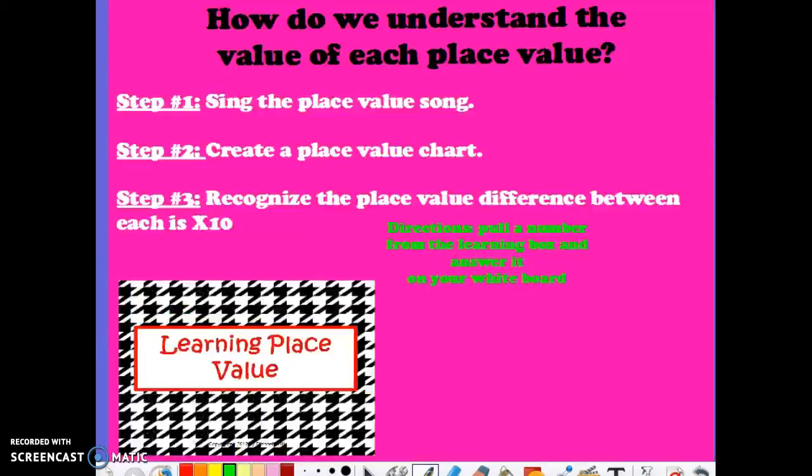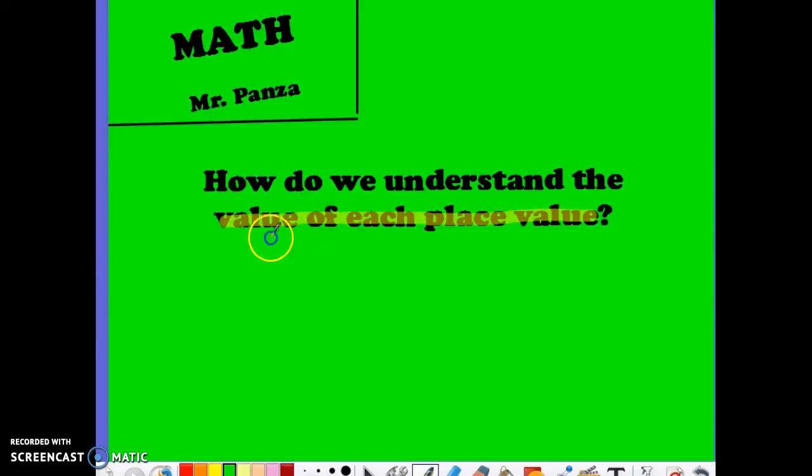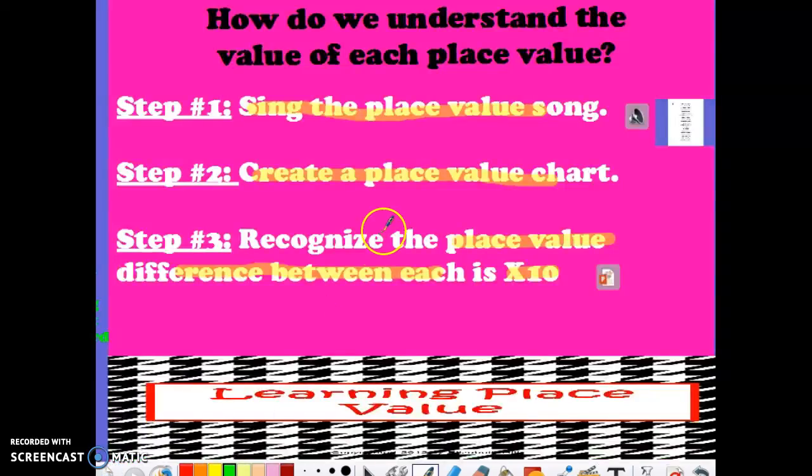So again, in answering the question, how do we understand the value of each place value? You just need to recognize that after you have sung the song and created the chart, each place value from right to left is 10 times larger as you move to the left on the place value chart.